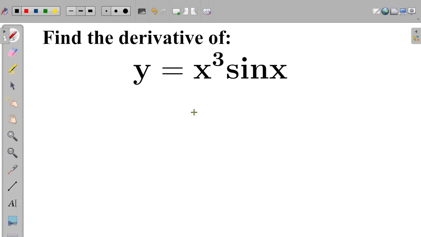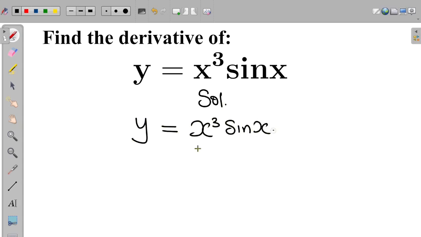So in this video, we are asked to find the derivative of x cubed sine x. So we are given that y is equal to x cubed sine x. Now, if you look at the expression at the right-hand side, you will find that this is a product of two functions. So therefore, to find its derivative, we use the product rule.